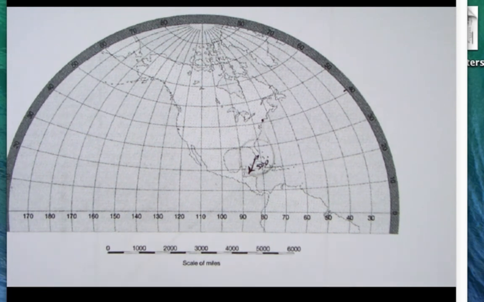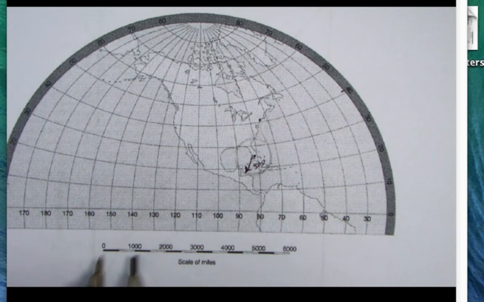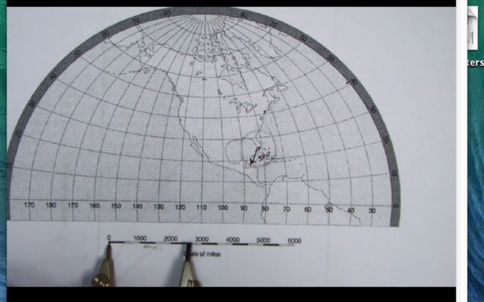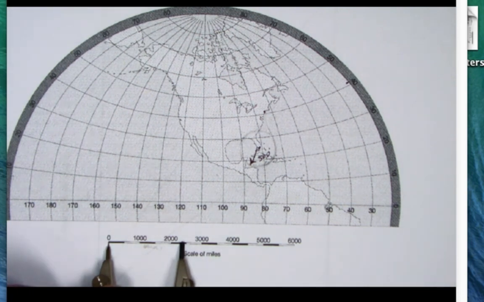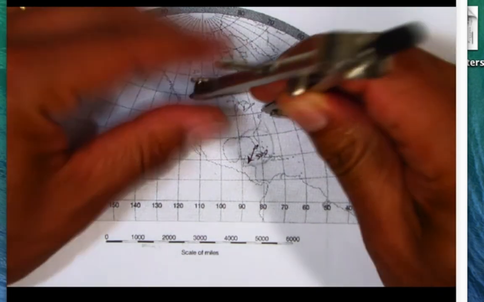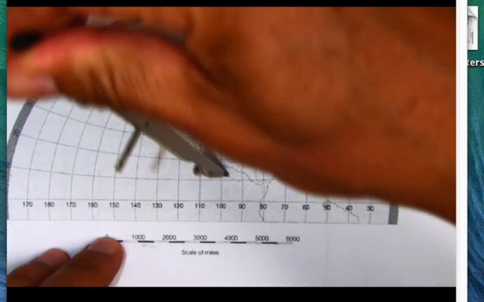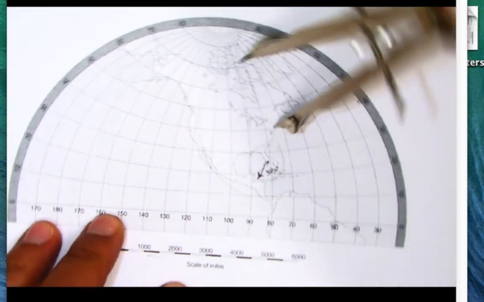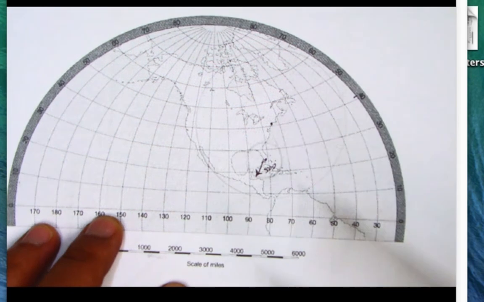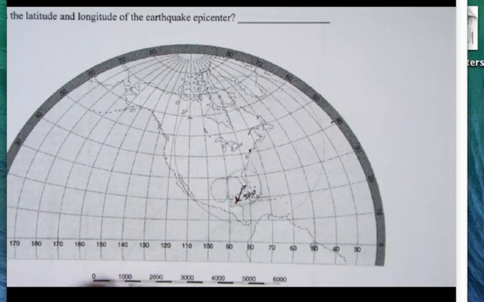So now I'm going to calibrate my compass here to 2,400. And then I'm going to draw my circle here. Right? So I'm going to calibrate this to 2,500, a little bit less, right about there. So now I've calibrated that to 2,400, and I'm going to draw a circle of that radius. So that earthquake is going to occur somewhere on this circle. So I'll draw a larger circle here. So the earthquake is somewhere on that circle.